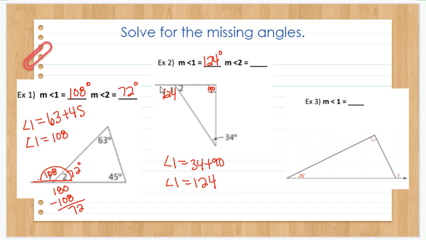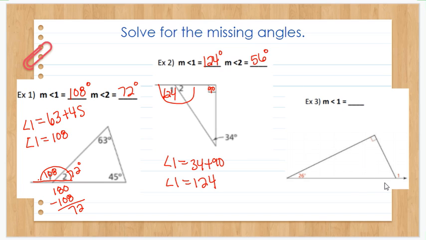So what's angle 2? If this one's 124, we can then find this one because they're going to add up to 180 together. So 180 minus 124, and that gives me 56. Because remember, together these are going to add up to 180.